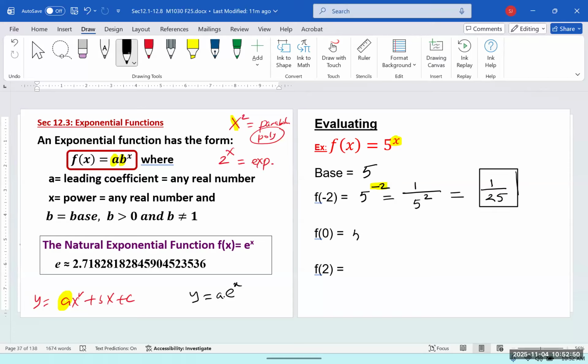The next one says find f of 0. So what do you have? Guys, what is f of 0? What is anything to the power 0? 1. You already forgot your exponent rules?